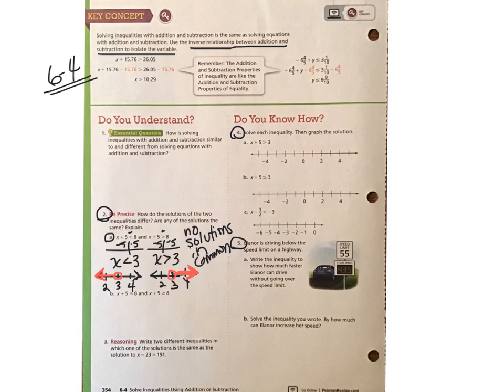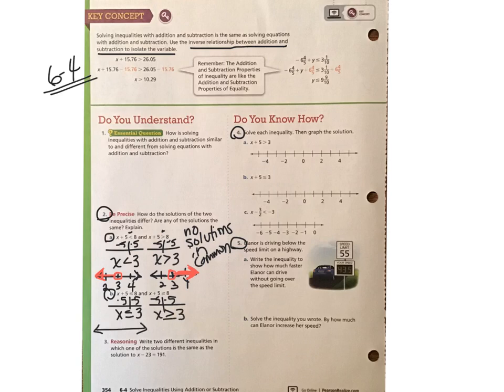Now I want you to take a look at part B. You get a similar pair of inequalities, but this time the symbol isn't less than and greater than. The symbol is less than or equal to and greater than or equal to. So this time when we solve for x, we get x is less than or equal to 3, and we get x is greater than or equal to 3.